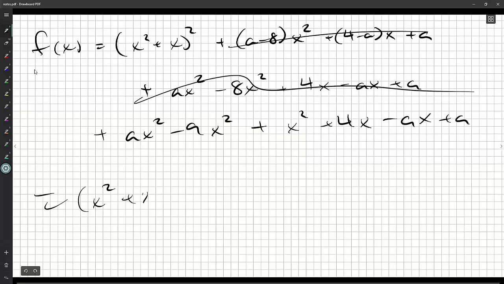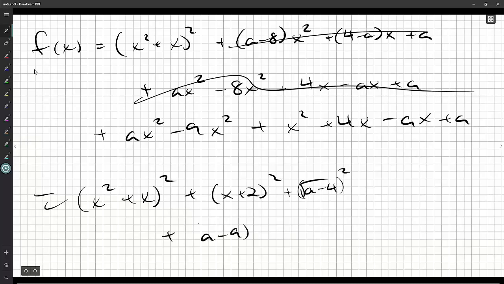So that'd be (x squared plus x) squared plus (x plus 2) squared plus (the square root of a minus 4) squared. And then what would we be left with? a minus 9 x squared minus ax. Ooh, I don't like that. No, I do not like that. Maybe it was a mistake.